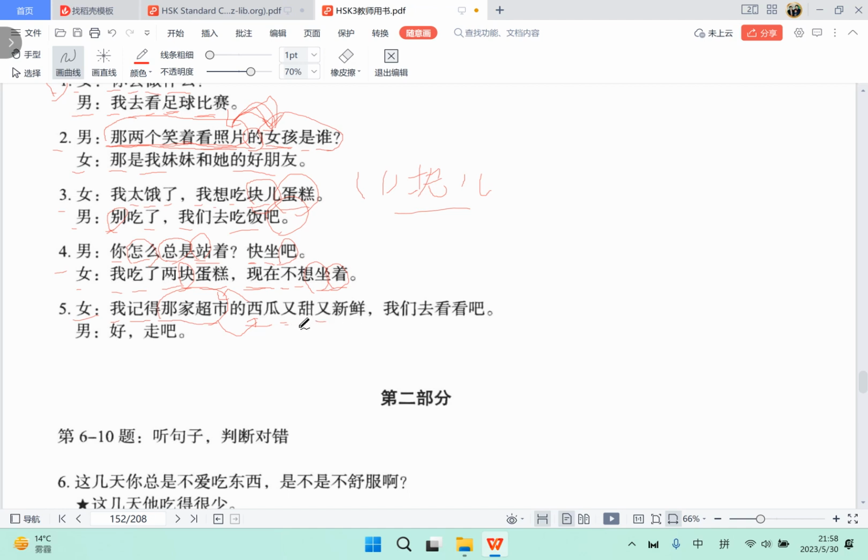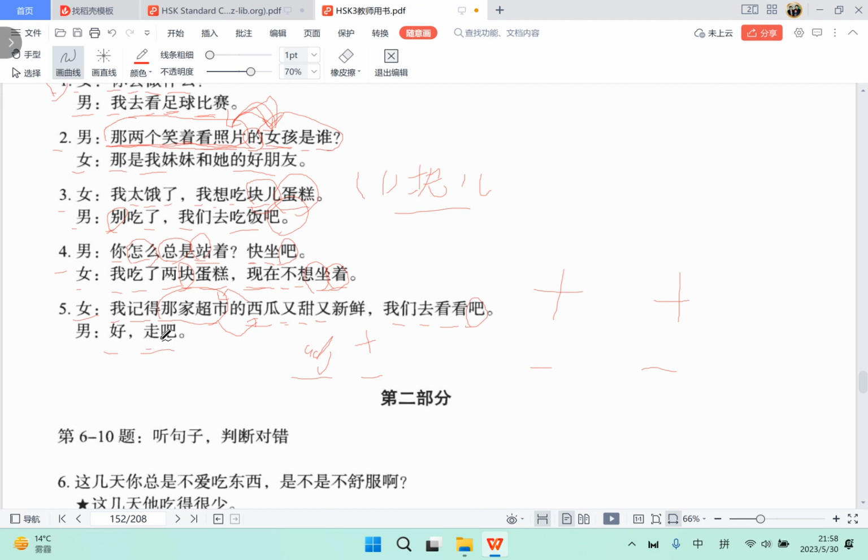We learned this structure in this lesson, used to link two adjectives. One thing the book hasn't mentioned is that normally these two adjectives should be both positive or both negative. It couldn't be one positive and one negative; that's a very rare situation. 我们去看看吧, we are going to have a look, a suggestion. It's much more like "could we go have a look?" 好, 走吧, okay, let's go.